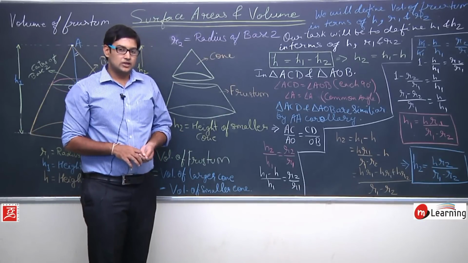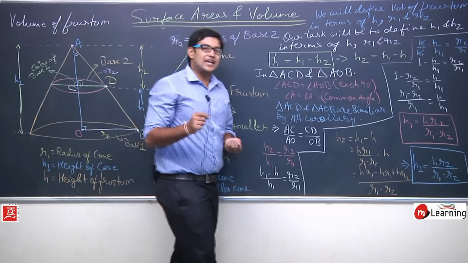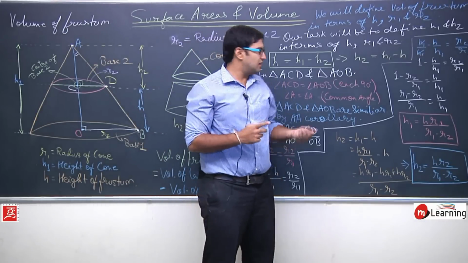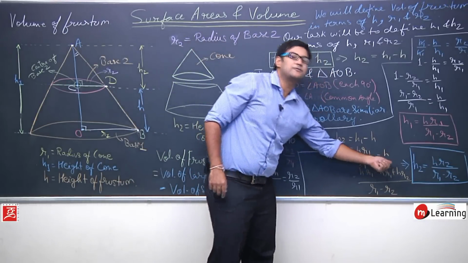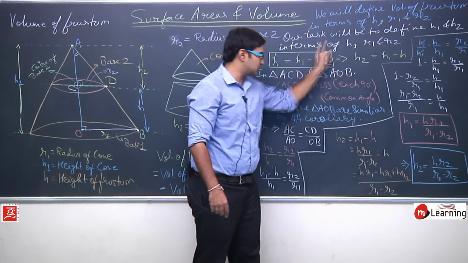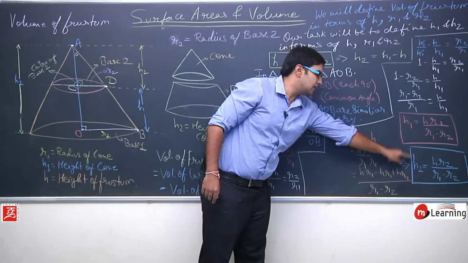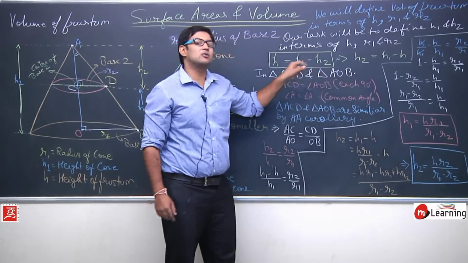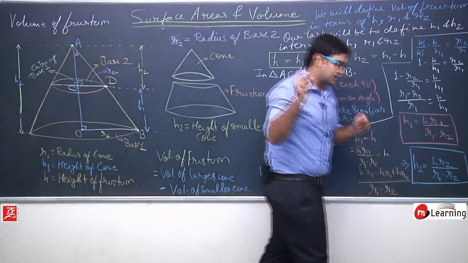Let us take a 1 minute quick break, and first you note this, then we will solve this further. We will solve it from here. I will remove this portion, I will rub this much part, and I will use these values to deduce the final volume of the frustum. So let us have a 30-second break.